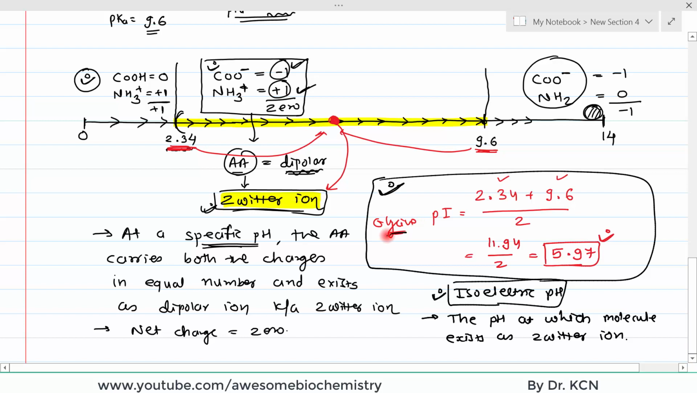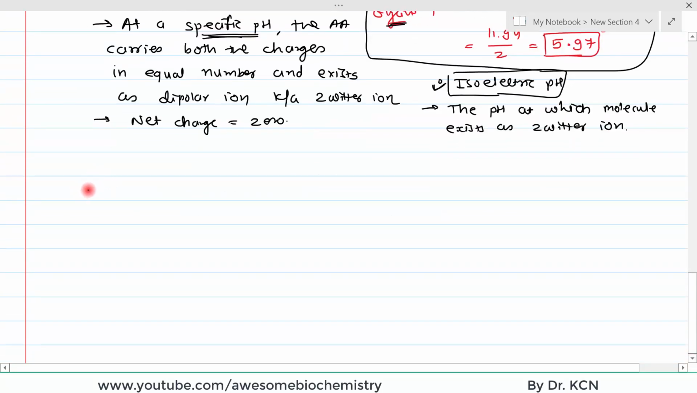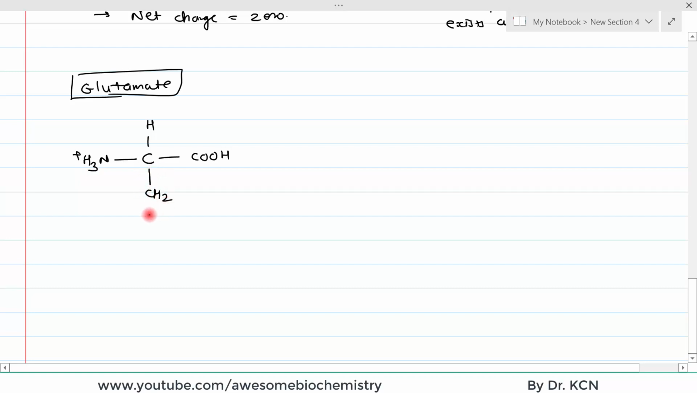Okay. Now, in case of glycine, everything was simple. Why? Because it carries only 2 ionizable groups. Okay. Things will become complicated when there are more than 2 ionizable groups. So, let us take one example of glutamic acid, or you can also call it glutamate. If I draw the structure of glutamate, there is a central carbon, on one side there is hydrogen, here we have a carboxylic acid group, here we have an amino group, and there is a side chain, and here the side chain is CH2 COOH. So, here it has 2 carboxy groups and 1 amino group.